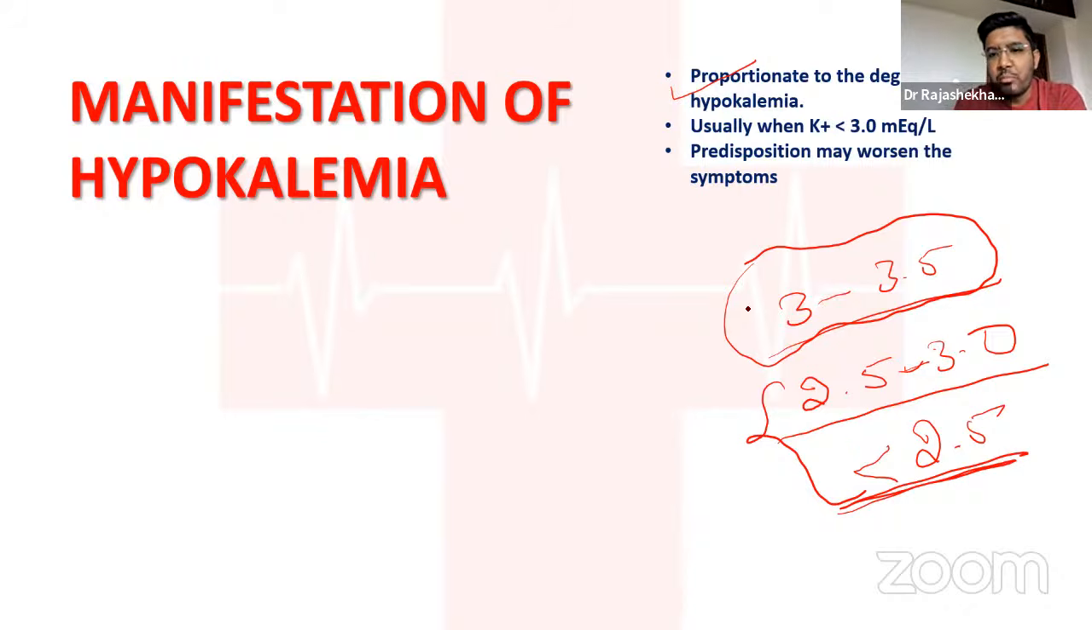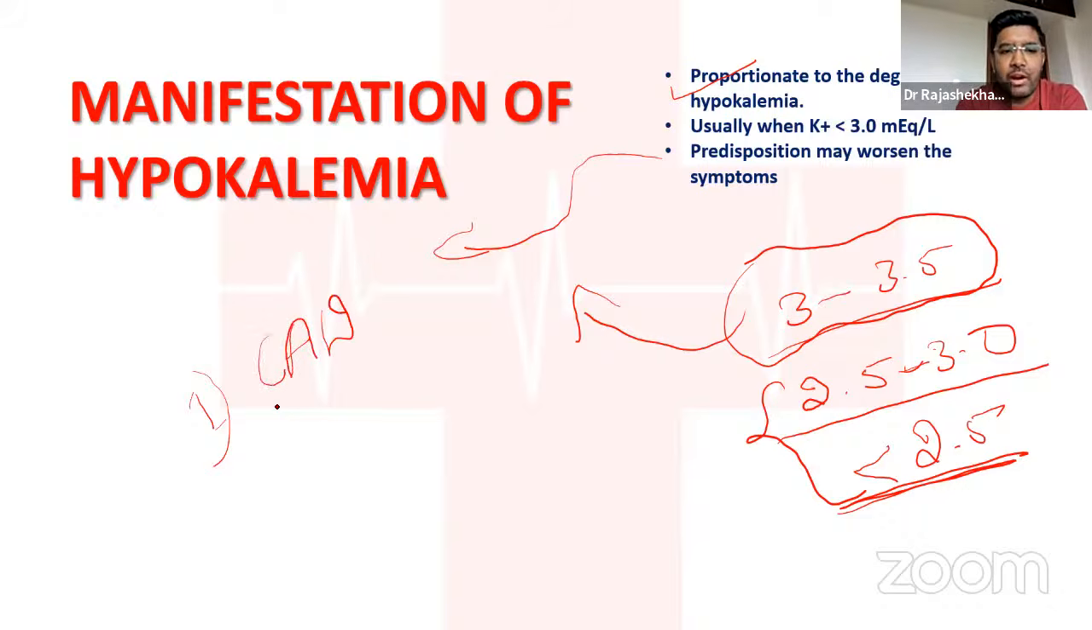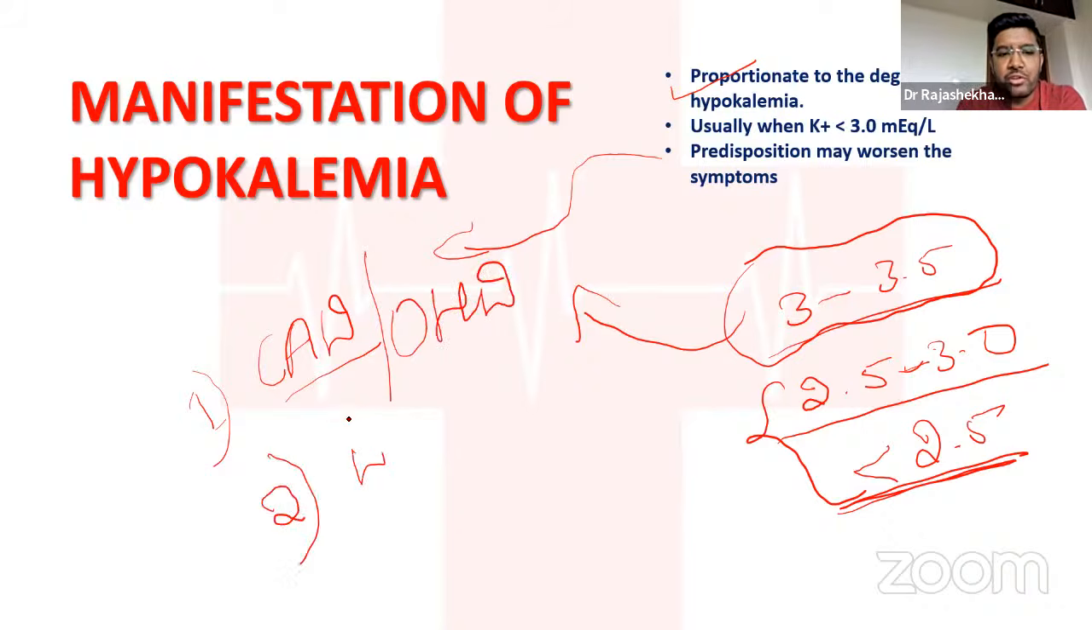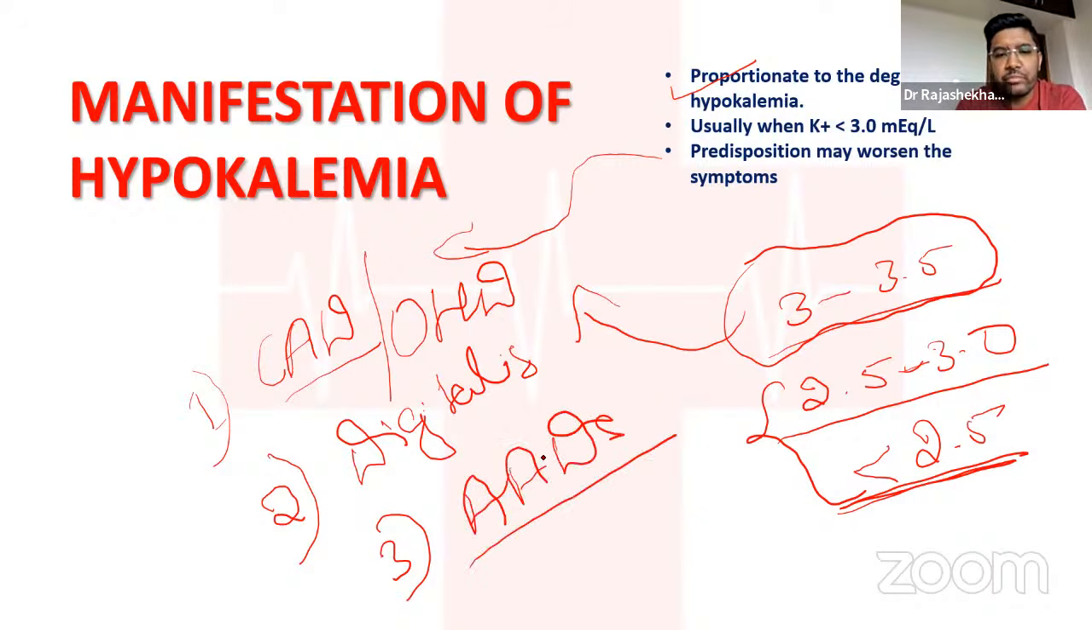Some patients may have symptoms even with mild hypokalemia if they have predisposing conditions: pre-existing coronary artery disease or any organic heart disease for that matter, or if the patient is on digoxin or digitalis, or is receiving anti-arrhythmic drugs. In these three conditions, your mild hypokalemia can also become very significant. In fact, they worsen symptoms.